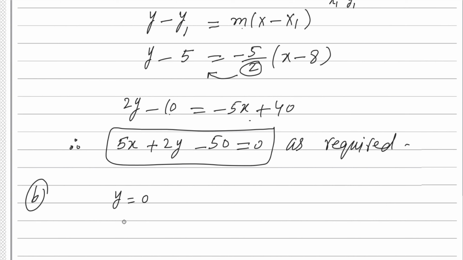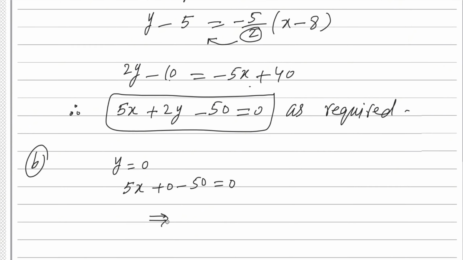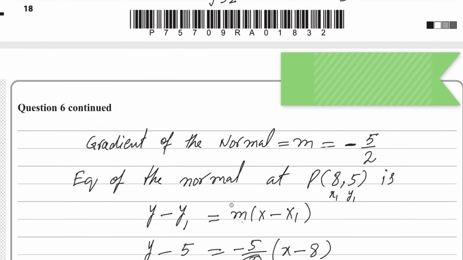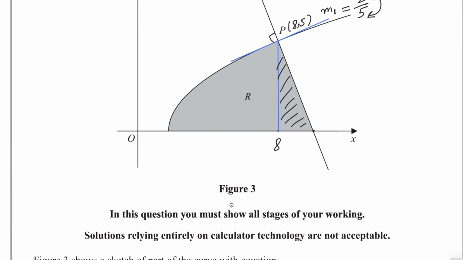When y is 0, we are left with 5x plus 0 minus 50 equals 0. Minus 50 goes to the right side, and then you divide by 5. The answer for x will be 50 divided by 5, which is 10. So we found this point. This point is 10. It means from 8 to 10 the base will be 2, and here the height is 5. Now you could easily find the area of the triangle.